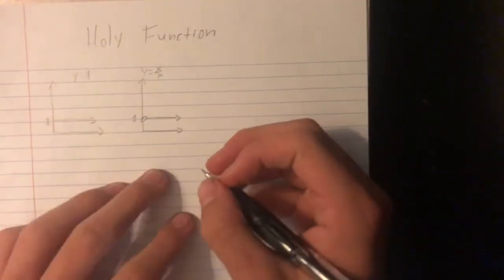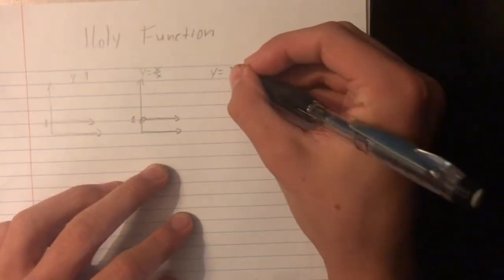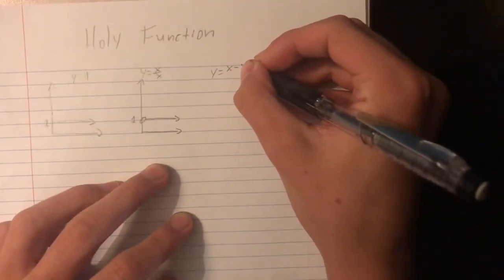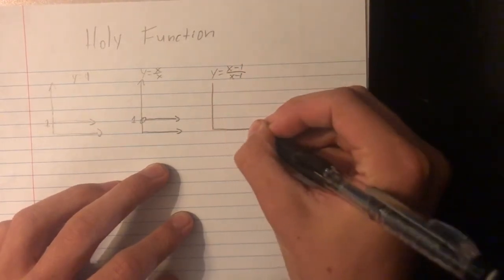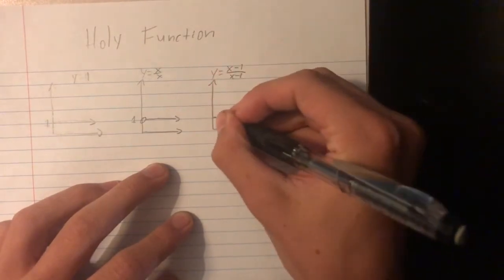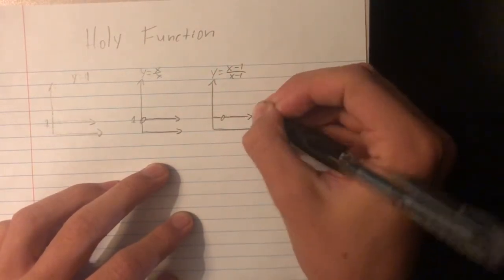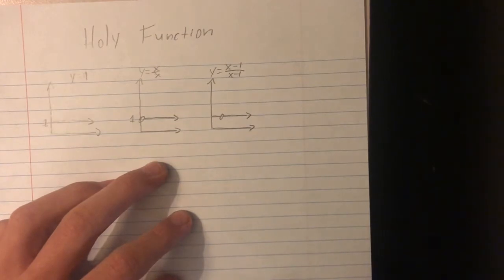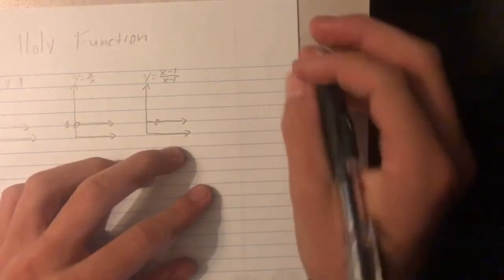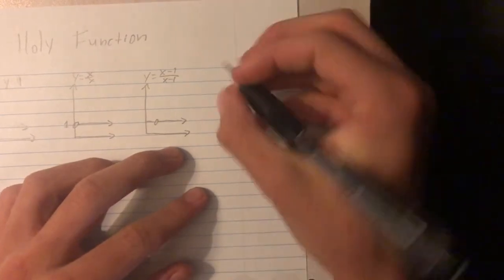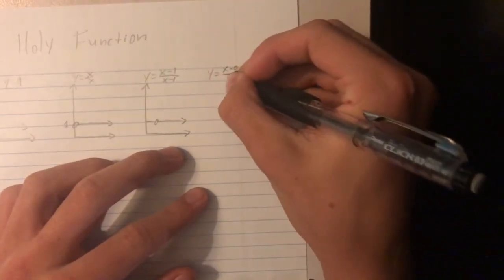Now, if we want to move the hole, we can subtract by the x value which we wish to move it to. So for x equals 1, we get that y is equal to 1 minus 1 over 1 minus 1, which is 0 over 0, which is undefined. So there is a hole at x equals 1. Therefore, we can say that to have a hole at any point a, we can just say that y is equal to x minus a over x minus a.